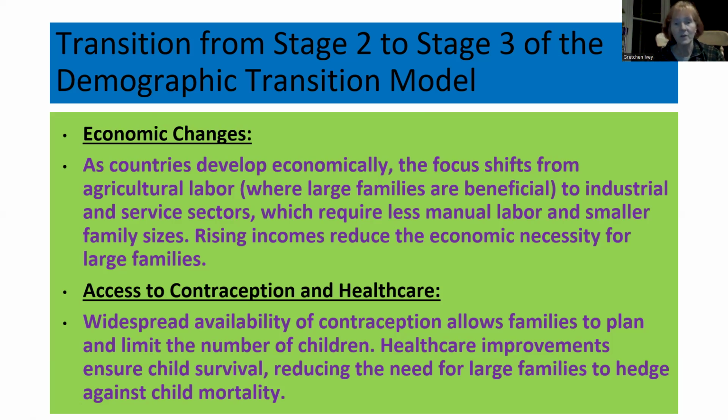And access to contraception and healthcare. Widespread availability of contraception allows families to plan and limit the number of children. Healthcare improvements ensure child survival, reducing the need for large families to hedge against child mortality.